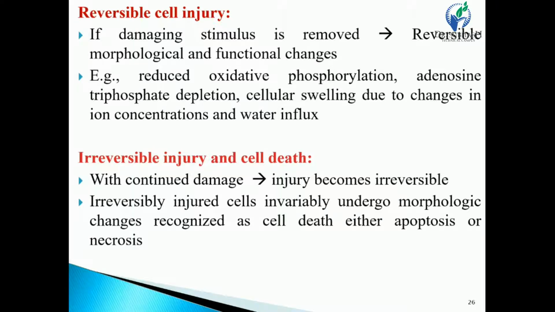In cases of irreversible injury, there will be continuous cell or tissue damage, which could lead to the injury becoming irreversible. It cannot revert back. Irreversibly injured cells invariably undergo morphologic changes that are recognized as cell death, either through apoptosis or necrosis.